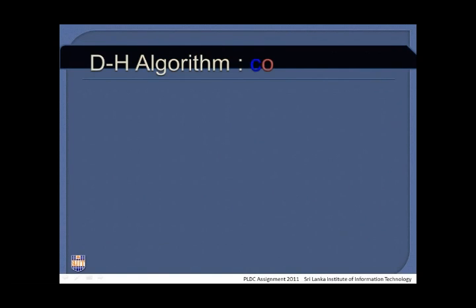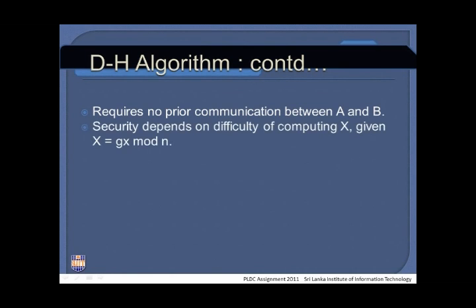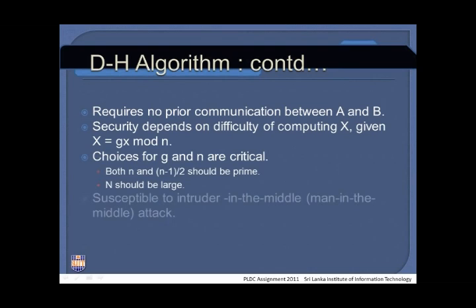Let us now discuss the advantages and disadvantages of the Diffie-Hellman algorithm. The advantages of the Diffie-Hellman algorithm are: it needs no prior communication between A and B. Secondly, security depends on the difficulty of computing x. Choices for g and n are critical. The only disadvantage is that this is susceptible to the man in the middle attack.